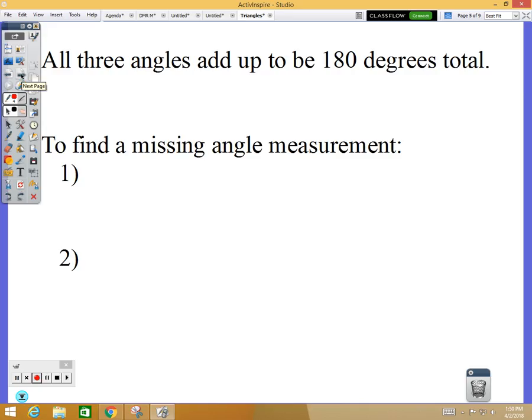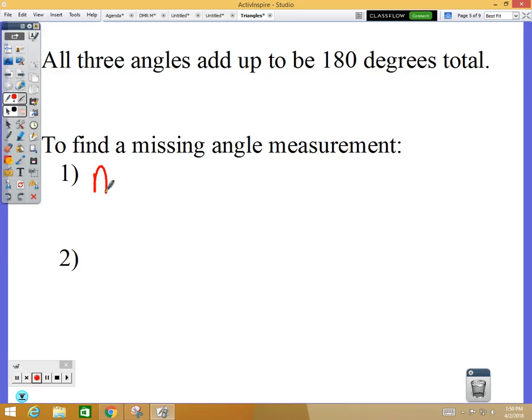So again, all 3 angles add up to be 180 degrees total, no matter what type of triangle it is. So it's kind of interesting that they can look completely different, but they're still going to add up to be 180 degrees. And to find that missing angle measurement, again, you're going to be given 2 of them. You had to find the 3rd angle.